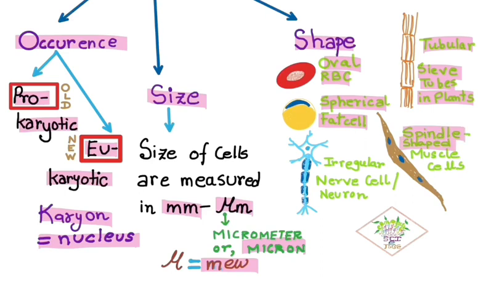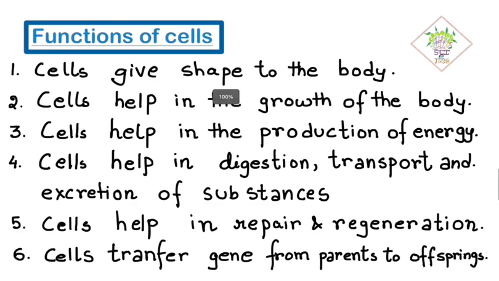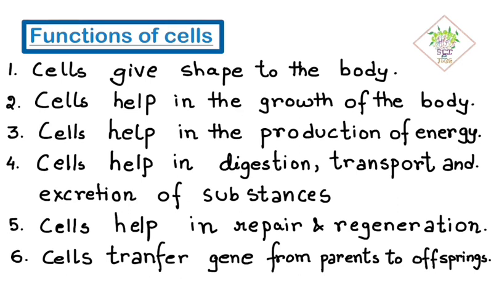Spindle shaped cells. This is a muscle cell. And a irregular cell, that is a cell which do not have any specific or defined geometrical shape. So it is a irregular shaped cell. This is a nerve cell or neuron.